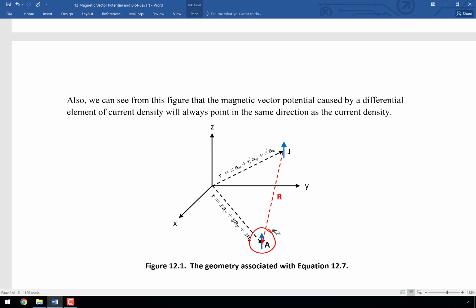And we're going to go ahead and use r prime to represent the location of the current density J, and just regular lowercase r to represent the location of the magnetic vector potential A. Then we're going to have this additional vector R, capital R, which is pointing from the current density to the magnetic vector potential. So you could think of this as the source of the magnetic field, and this is the test point. This is where we want to find the magnetic flux density, or we'll find first of all the magnetic vector potential, and then from that we'll find the magnetic flux density.